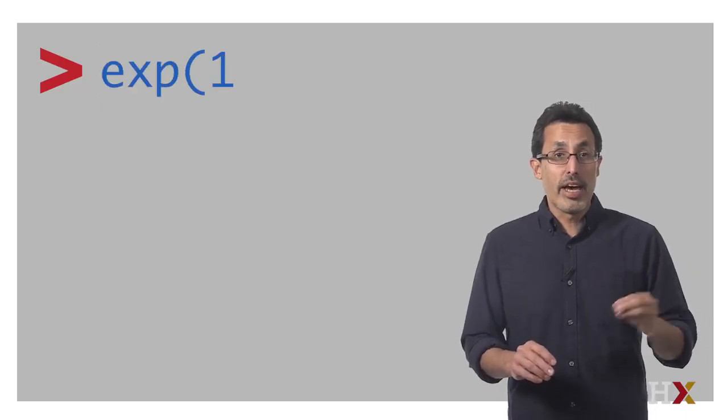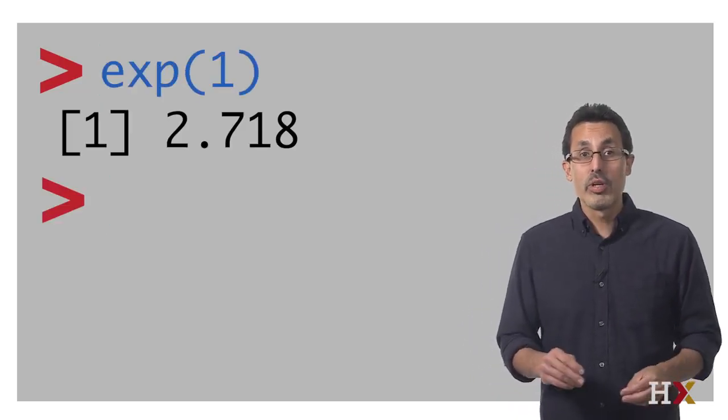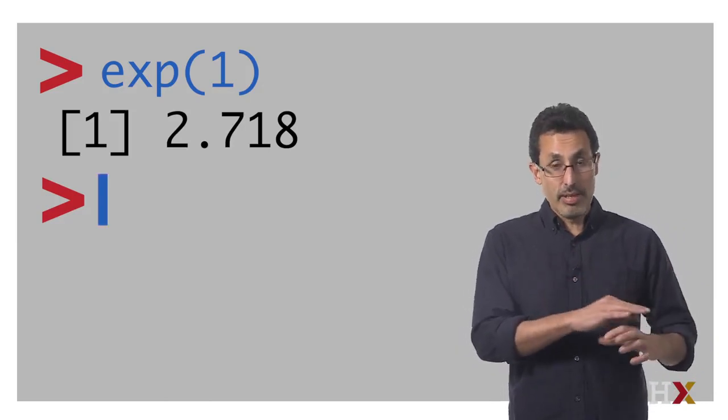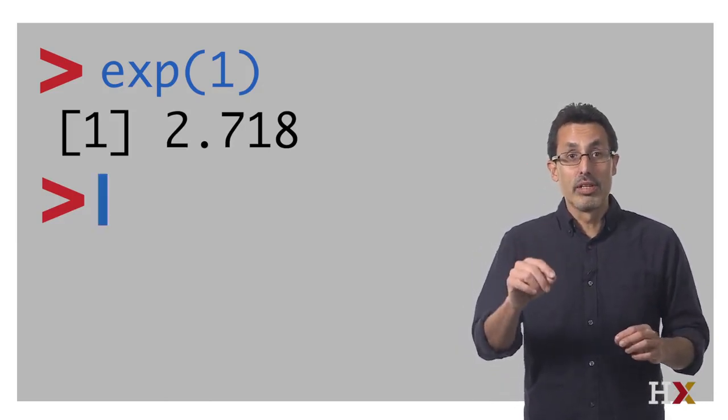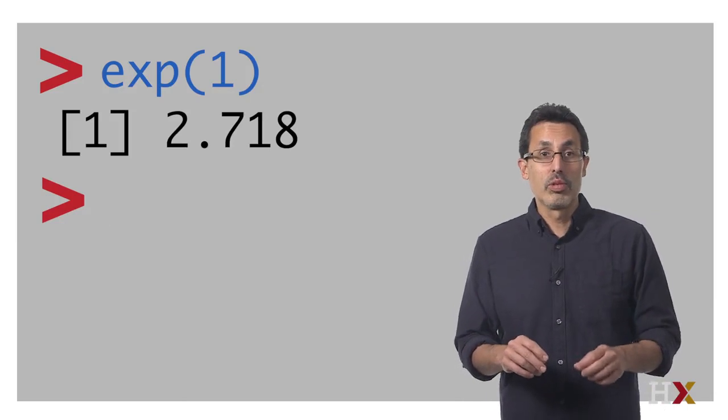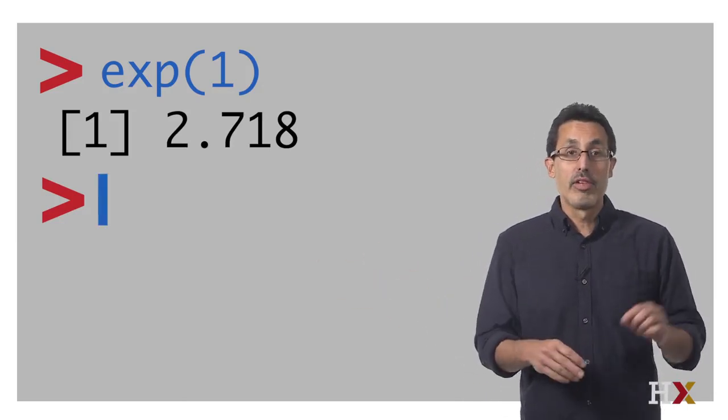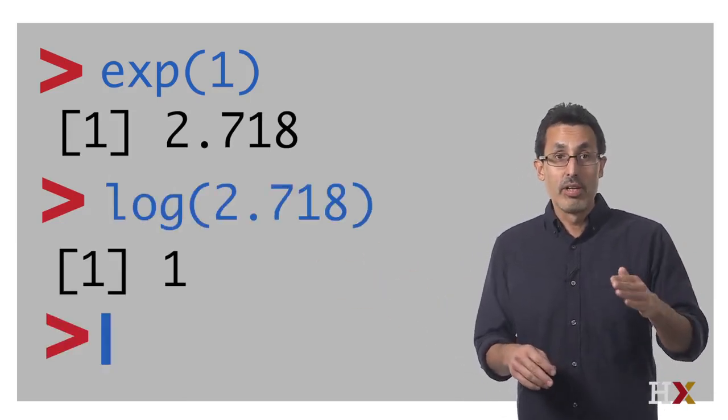In R, functions can be what we call nested. What we mean by nested is that you can call a function to get the argument that's going to be used by another function. Let's give you an example of this. If we type the function exp, which stands for exponential, we get e, the mathematical constant e, to the 1, 2.718282, and so on. If we compute the log of that number, we should get back 1.